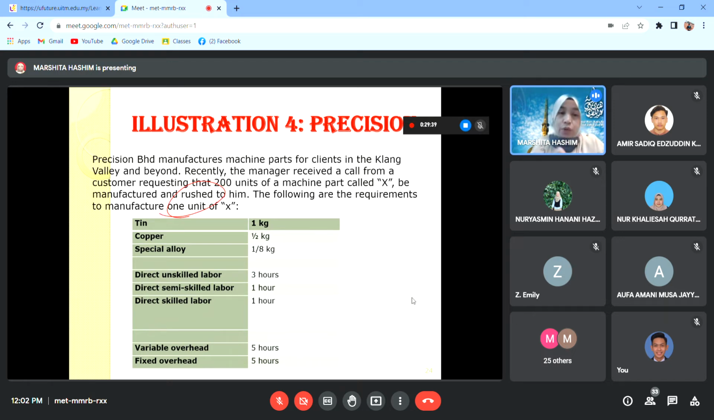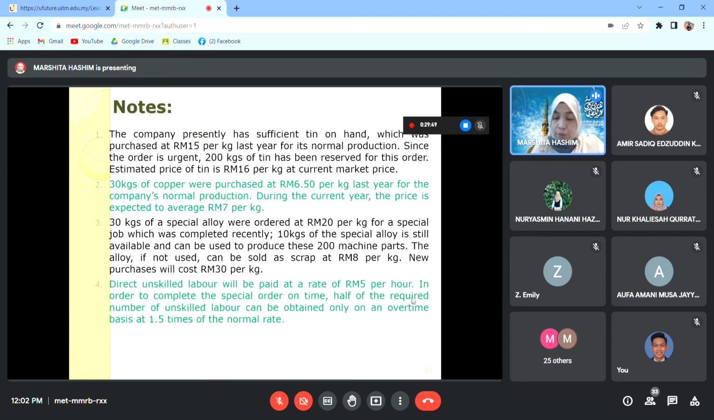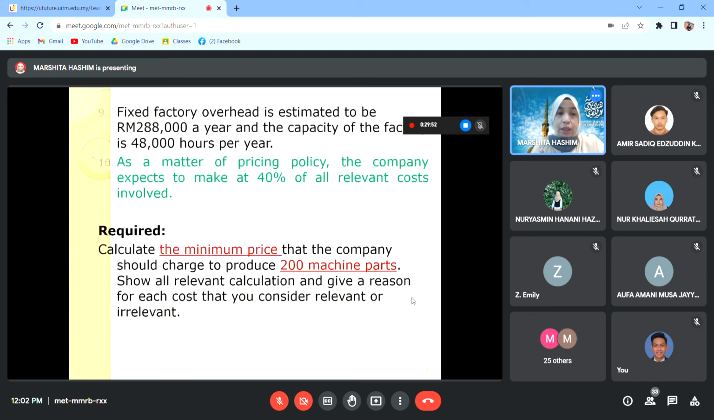Okay, to produce 1 unit of X, it requires 3 types of material, 3 types of labor, and then you also incur variable and fixed overhead costs. Then they give you notes number 1 until number 10.